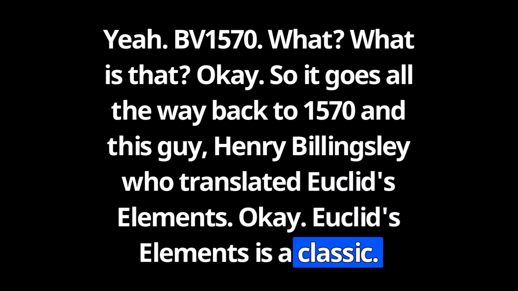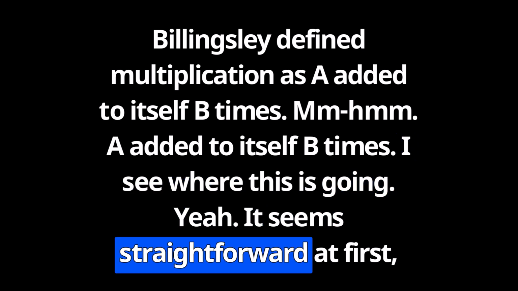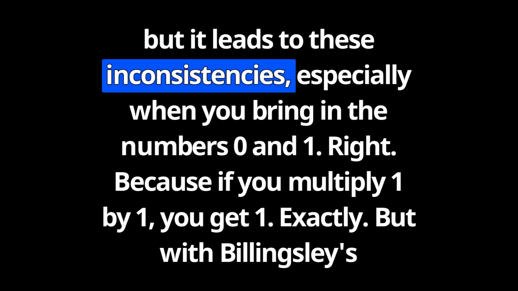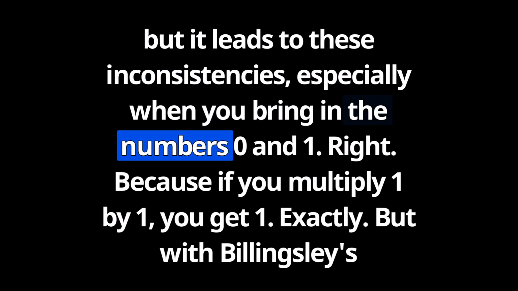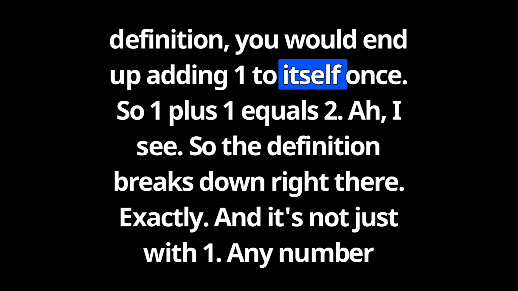Euclid's Elements, a classic. Exactly. But in his translation, Billingsley defined multiplication as A added to itself B times. It seems straightforward at first, but it leads to inconsistencies, especially when you bring in the numbers 0 and 1. If you multiply 1 by 1, you get 1. But with Billingsley's definition, you would end up adding 1 to itself once.